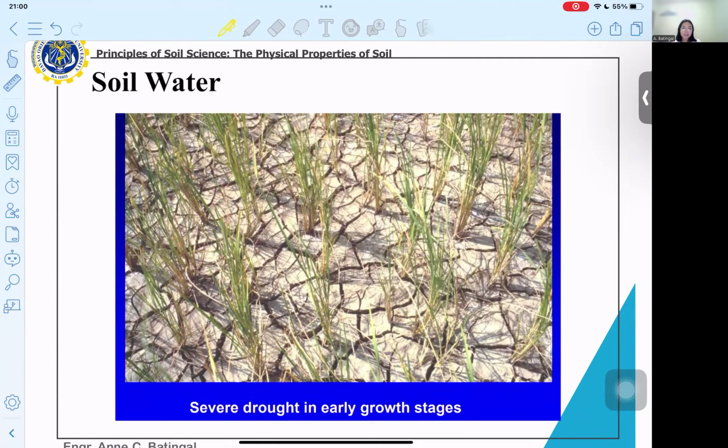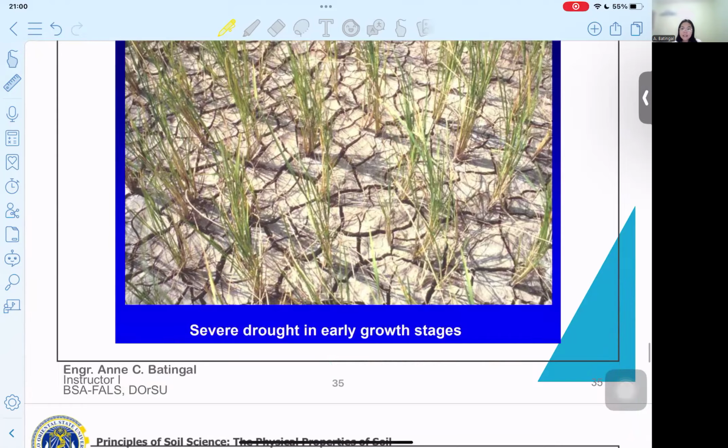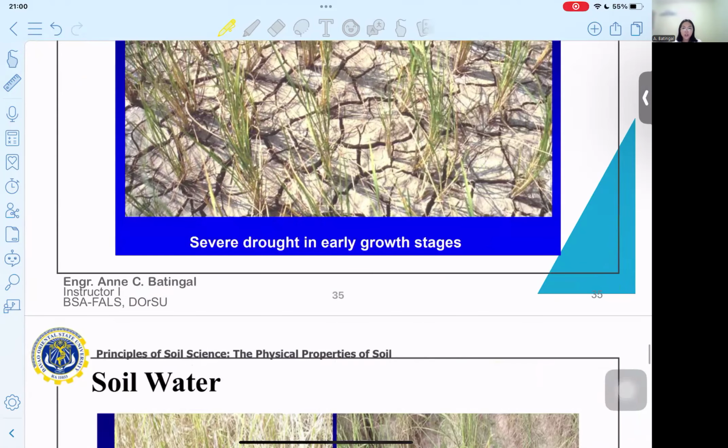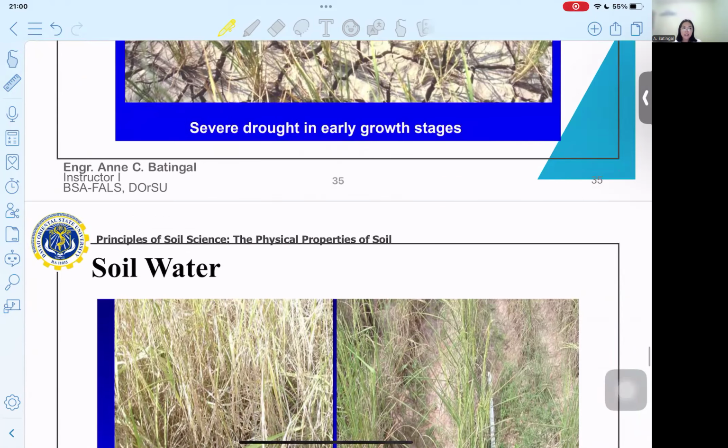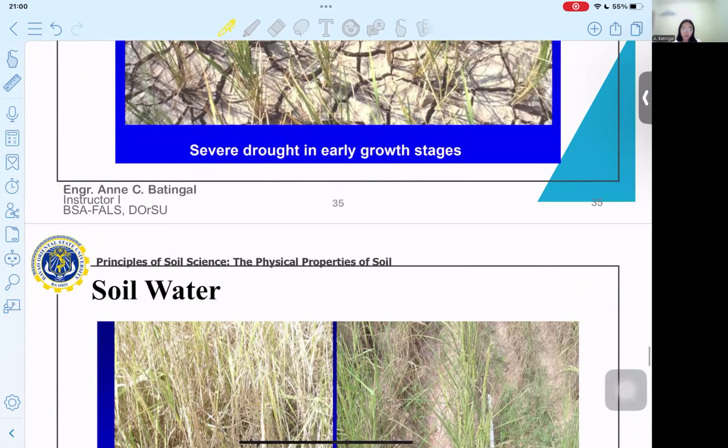When do you let the land dry, for example in rice? You dry your land only up to around 1 week or 2 weeks before harvest. If your land dries earlier than that, during the vegetative phase of your rice, your rice will not survive, unless your rice is an upland variety.